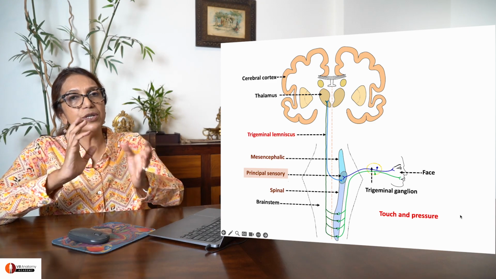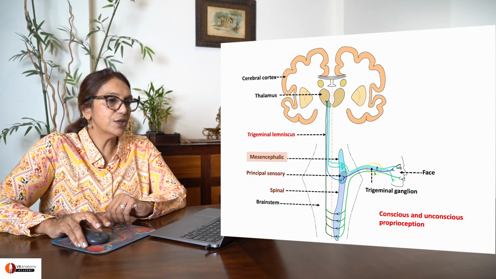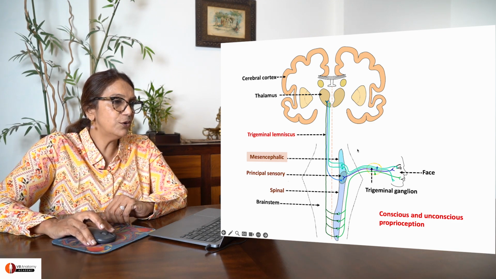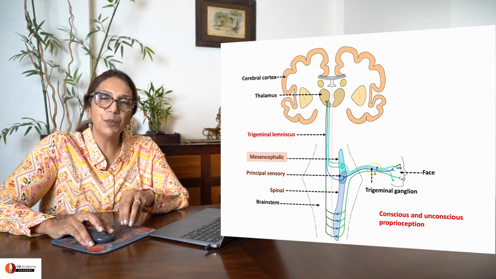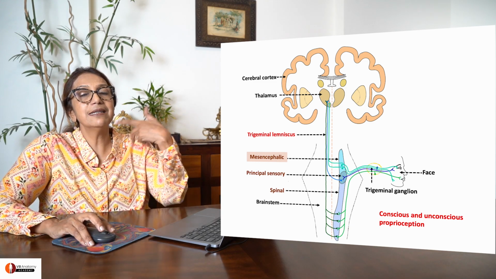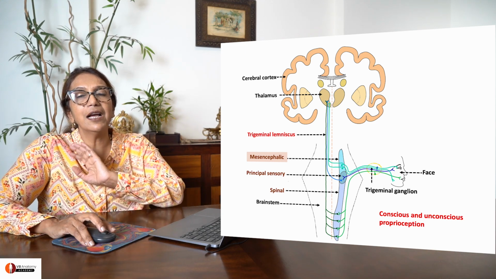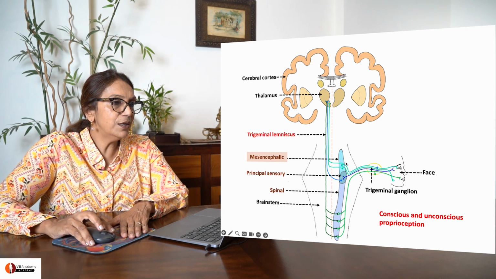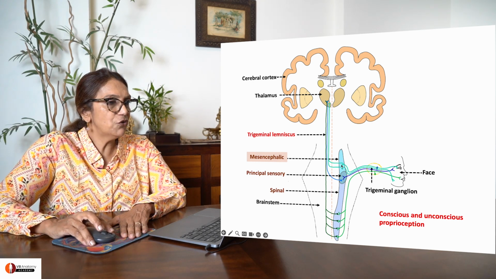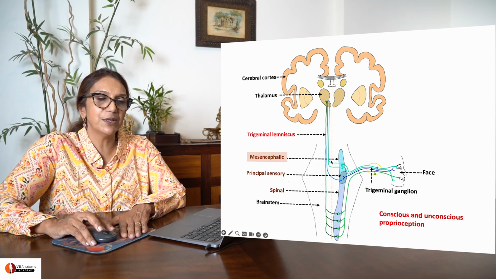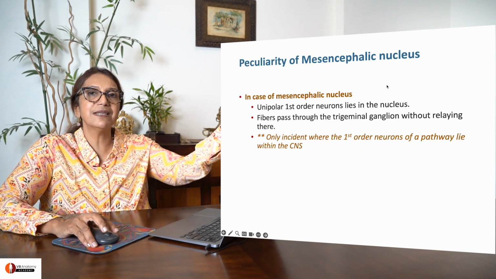Now, when there is conscious or unconscious proprioception, this sensation is carried directly to the mesencephalic nucleus, which is one of the only places in the body where a first order neuron lies inside the central nervous system. Normally, first order neurons are always lying outside the CNS. So here you can see the first order neuron lying in the mesencephalic nucleus. Its central process joins the trigeminal lemniscus and ascends up to the thalamus, from where fibers then go to the cortex.